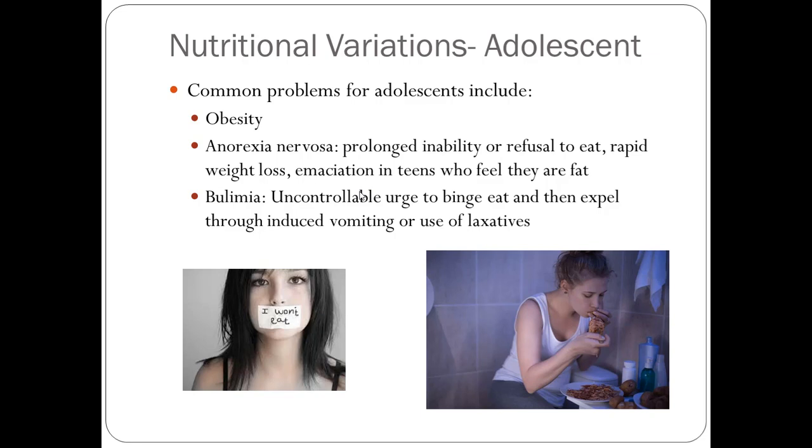Problems with our adolescents: obviously, there's obesity, and anorexia nervosa, where they're not able to or they refuse to eat. It's characterized by rapid weight loss. Basically, these people are skin and bones. They look emaciated and they still feel like they're fat.